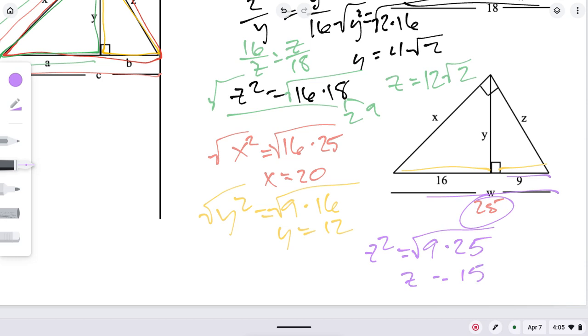So hopefully that explains how to set up your problems for the geometric mean theorem. But otherwise, just do what you need to do. But this is supposed to help you remember how to set things up easily. So that's good enough for these notes.